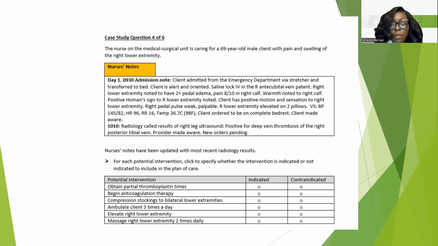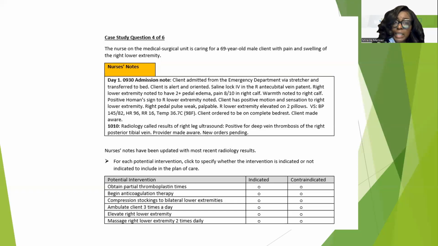So again, there were signs and symptoms. How do we know 100% that it wasn't osteomyelitis, that it wasn't a sprain, that it wasn't cellulitis? Diagnostic test. The diagnostic test it gave you was an ultrasound, and it came back positive. So the nurse's notes have been updated with the most recent radiology results. For each potential intervention, click to specify whether the intervention is indicated or not indicated to include in the patient's plan of care. So now that you know 100% that it was diagnosed as a DVT from the diagnostic test, tell me if you're supposed to do these things or you're not, based on the patient's diagnosis. Am I supposed to obtain a partial thromboplastin time, a PTT?